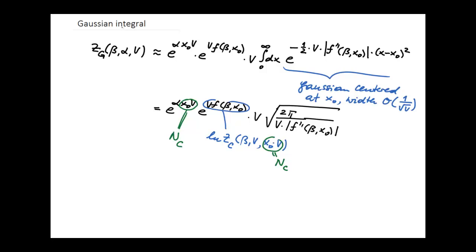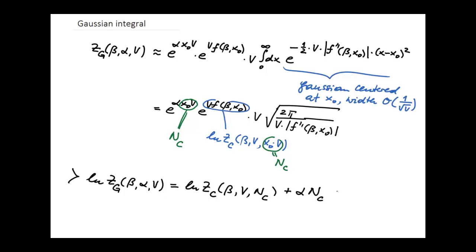Finally, we can take the logarithm of this whole equation, and we find that the log of the grand canonical partition function equals the log of the canonical partition function evaluated at beta, volume, and the particle number nc, plus alpha times the particle number nc, plus the log of the rest. We have this factor of v times this big square root, the log of that. Well, the v's partially cancel, so we have a log of 1 over the square root of v.